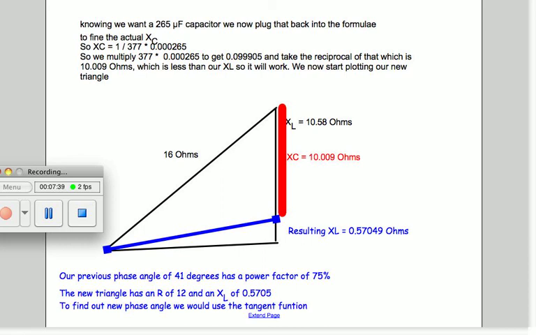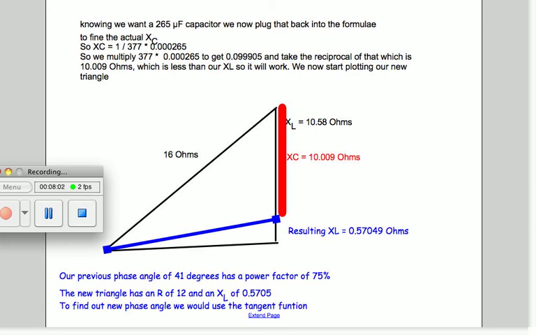You're throwing away 25% on just jumping. Remember we talked about the wasting of power by jumping up and down on a pogo stick instead of going forward? Well, we're wasting 25% of our energy jumping up and down on the pogo stick. So we want to change that. Our new triangle has an R of 12 and an X sub L of 0.5707.